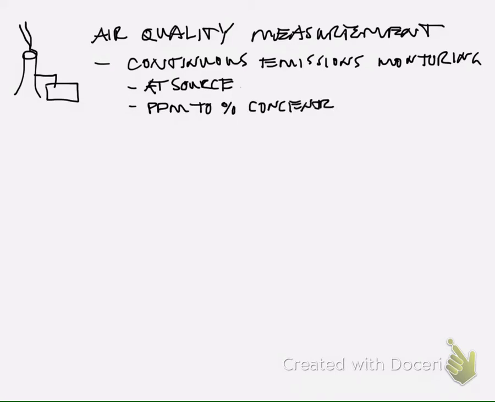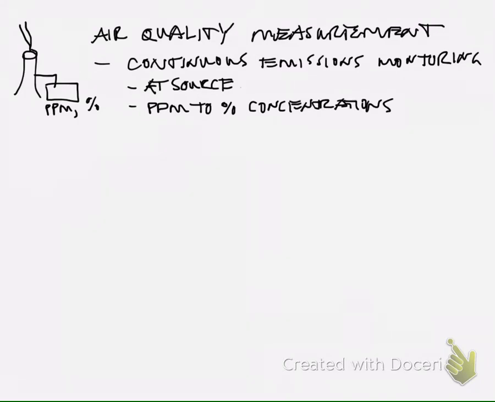There's two terms that we're going to discuss around air quality measurement. The first one is continuous emissions monitoring, and that's basically how we monitor for these pollutants. Continuous emissions monitoring is when we do it right at the source, when we have our analyzer right at the stack, and we're taking a sample, whether the analyzer's right in the stack, or it's separate and it's pulling a sample out and running it through the analyzer.